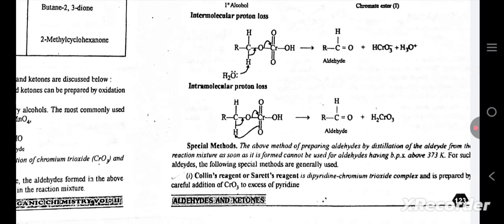Special methods. The above method of preparing aldehydes by distillation of the aldehyde from the reaction mixture as soon as it is formed cannot be used for aldehydes having boiling points above 373 Kelvin. For such aldehydes, the following special methods are generally used. Collins reagent, or Sarett's reagent, is the dipyridine chromium trioxide complex and is prepared by careful addition of CrO3 to excess of pyridine.